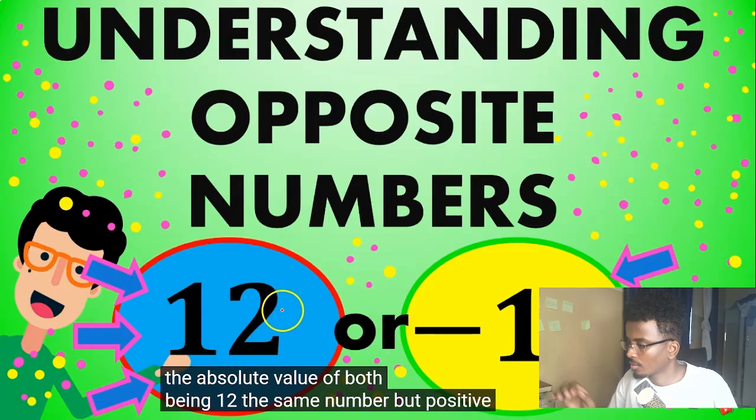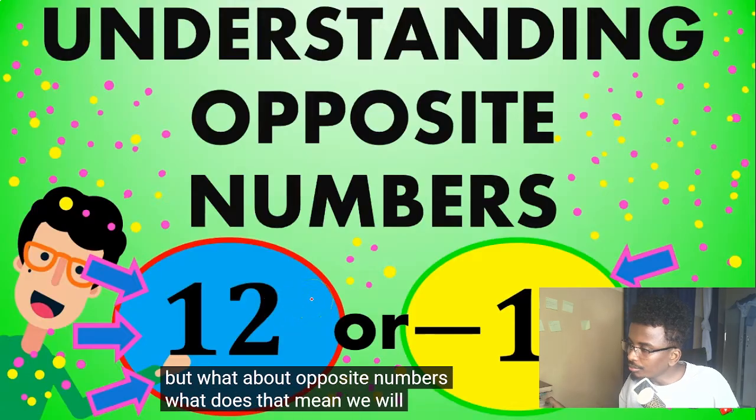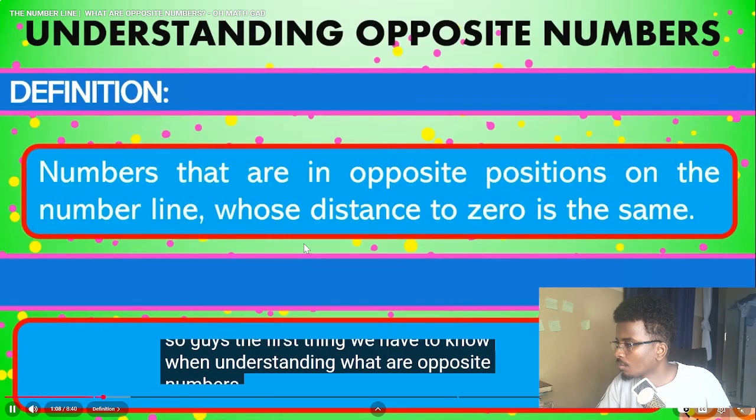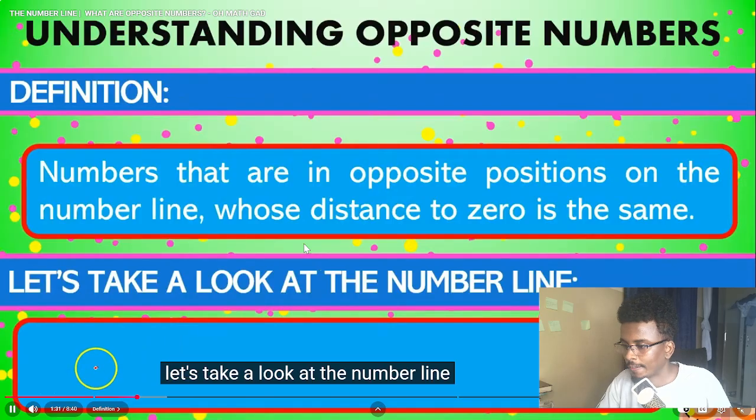So in today's video we're going to look at the absolute value of both being 12, the same number but positive. But what about opposite numbers? What does that mean? We will learn that in this video. But when understanding what are opposite numbers, if our number is the same. Let's take a look at the number line.